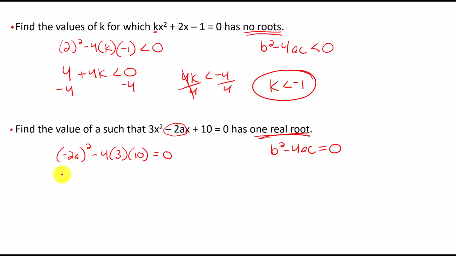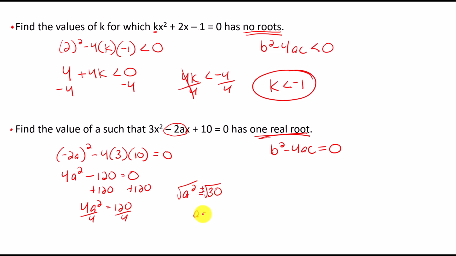So negative 2 squared is positive 4, and a squared is a squared. Negative 4 times 3 is negative 12, times 10 is negative 120. Okay, and so now I am going to move this over. So I get 4a squared equals 120. Divide by 4. And a squared is going to be equal to 30. 120 divided by 4 is 30. And in order to get a by itself, we need to square root both sides. But when we square root both sides, we put plus or minus. So a is equal to.